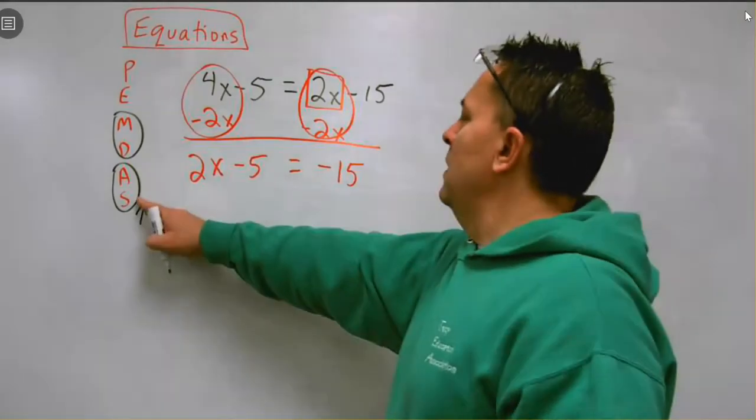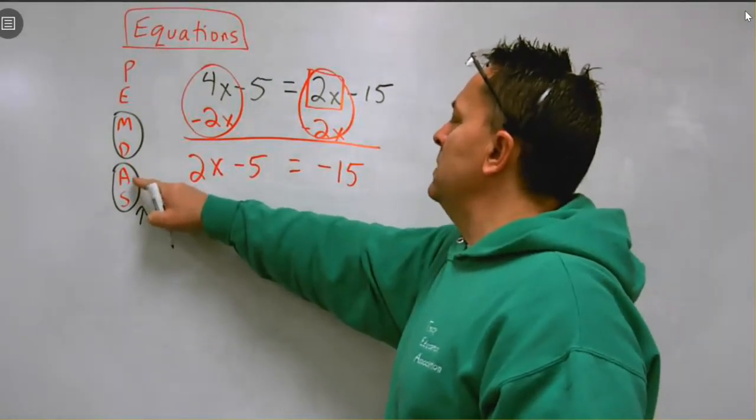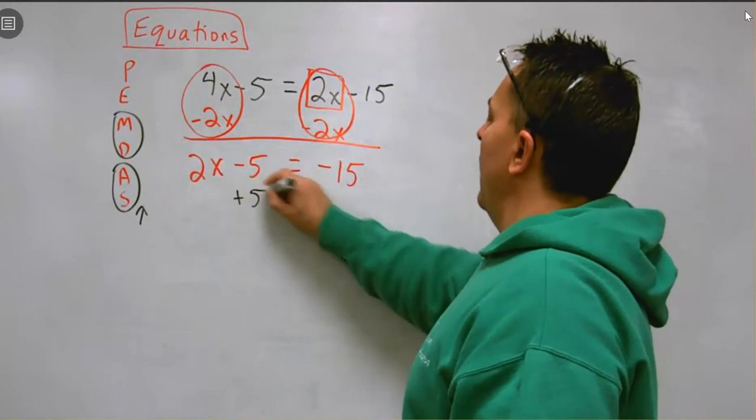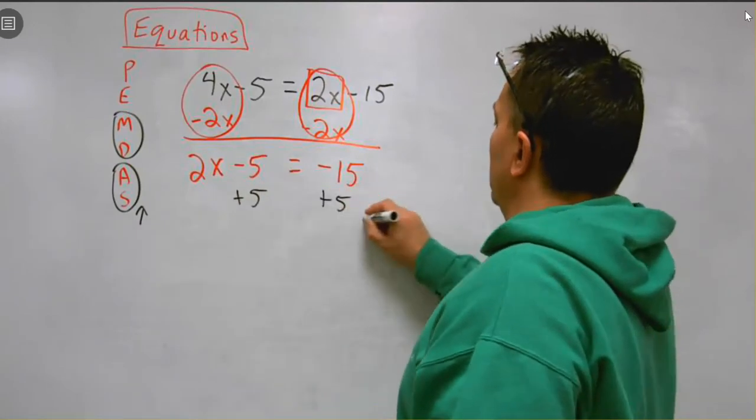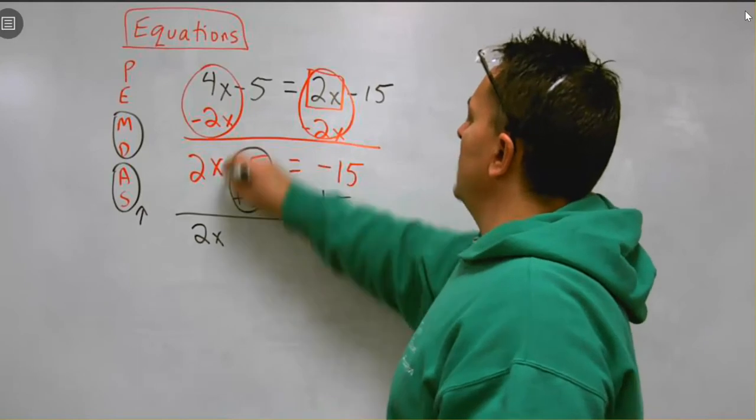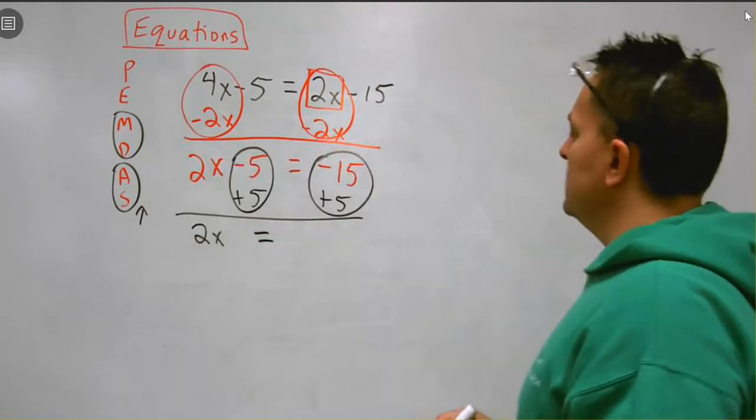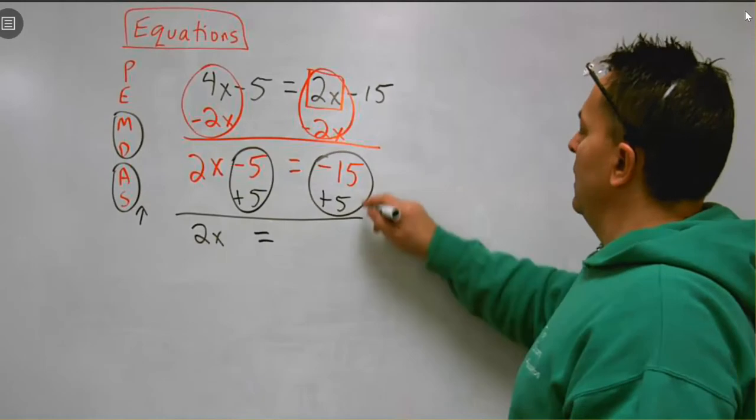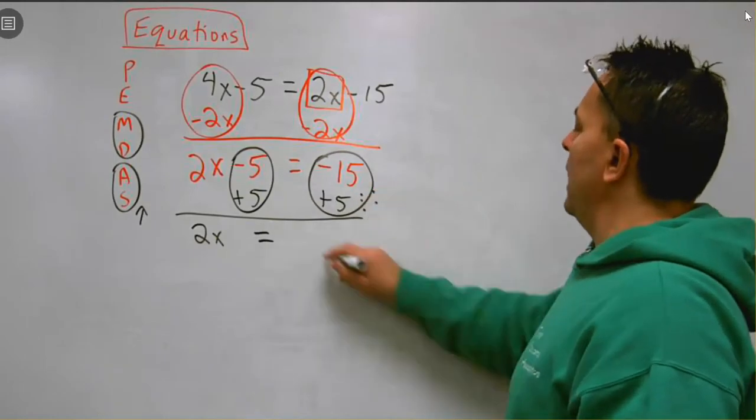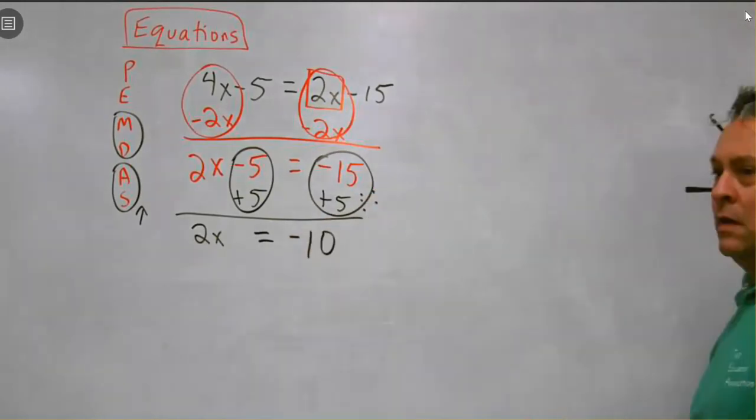I have minus 5, so the inverse of minusing is adding. So I'm going to add 5. That zeroes out. That's what we want. And right here, I've got different signs. Subtract 15, 14, 13, 12, 11, 10. I get 10. It's going to be negative because 15 is the larger value.